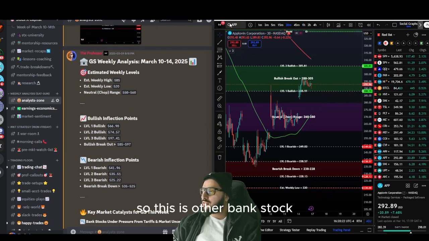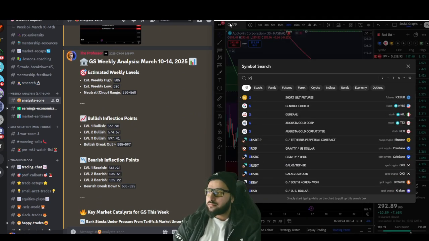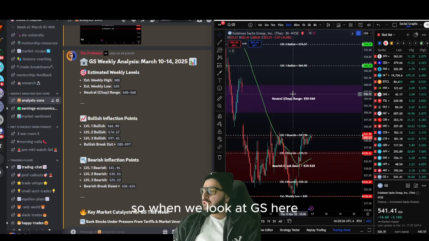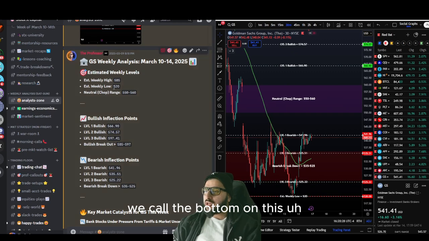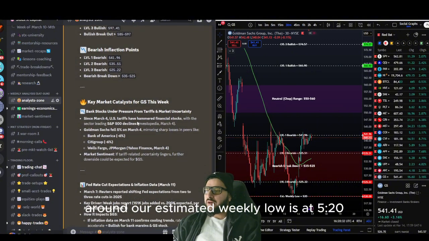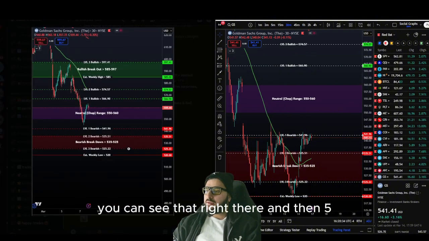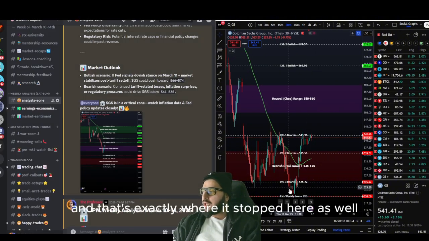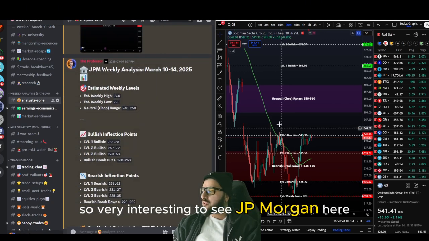GS, so this is another bank stock. So when we look at GS here, we called the bottom on this stock very perfectly at around our estimated weekly low at 520. You can see that right there, and then 520 was our bottom, and that's exactly where it stopped here as well. So very interesting to see.